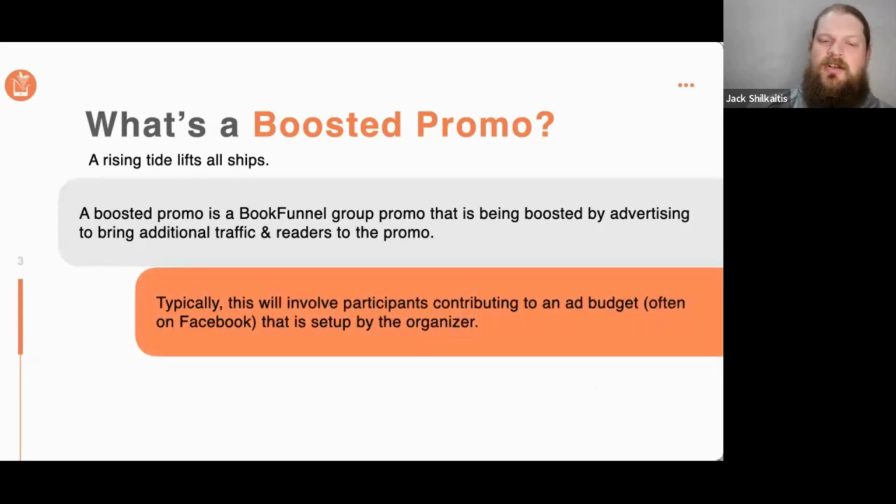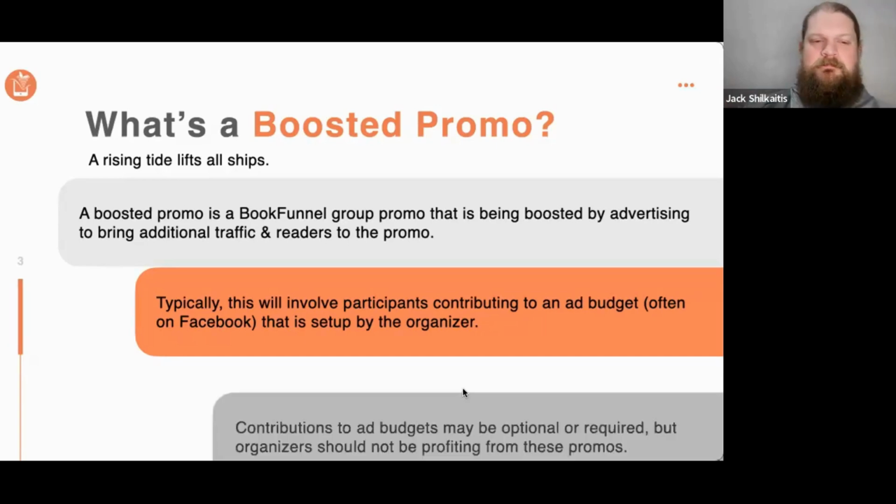Typically, this is going to involve participants contributing to an ad budget. Oftentimes on Facebook. Facebook is the most popular platform for this and probably the easiest platform to start advertising on. And this is usually set up by the organizer. So the organizer is going to have participants contribute some amount and then take those funds and use that toward an ad budget that is going to send readers from Facebook to the promo there, and then presumably to find everybody's books in the promo.